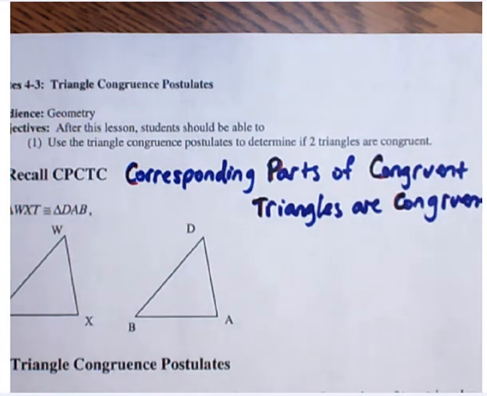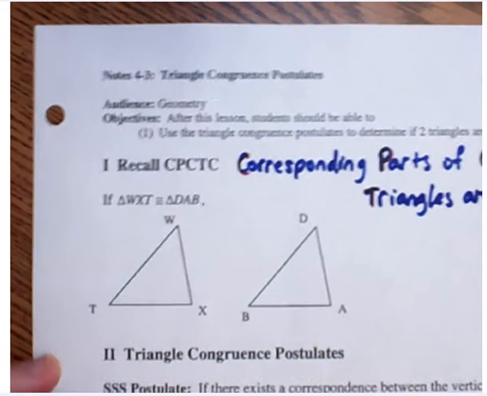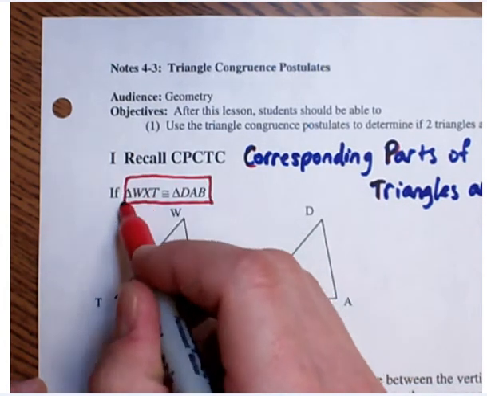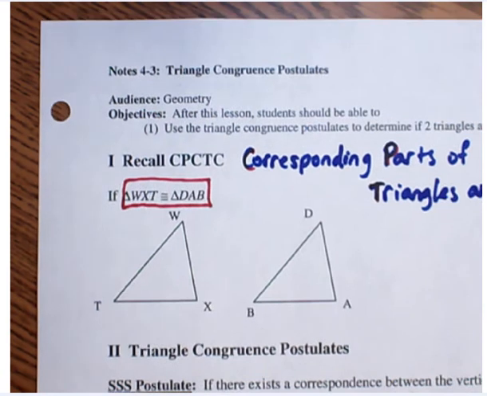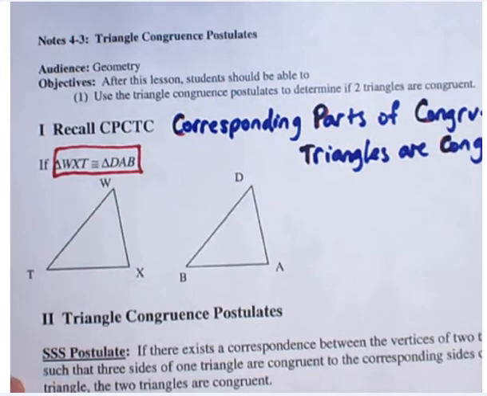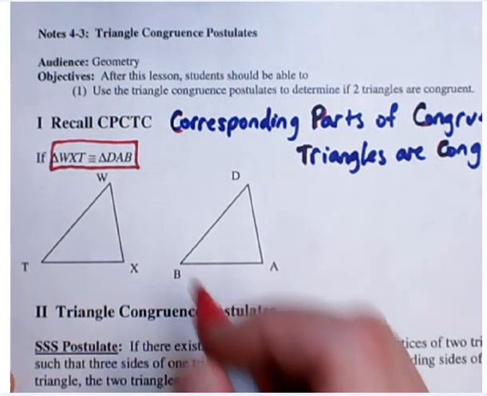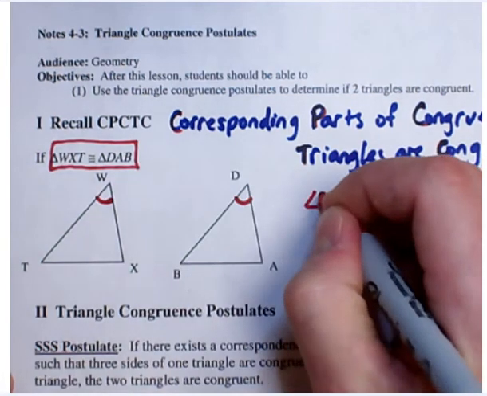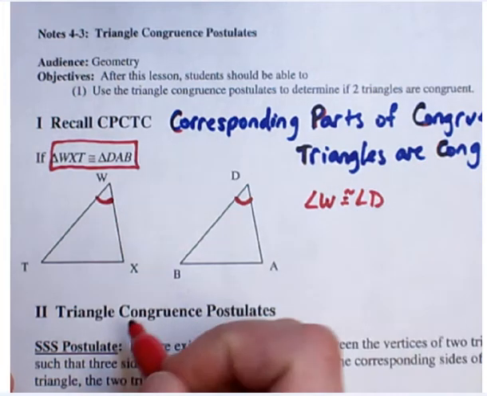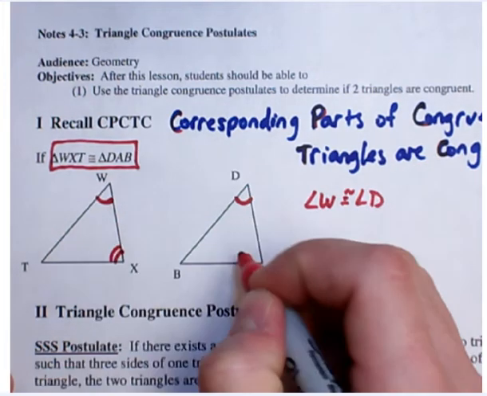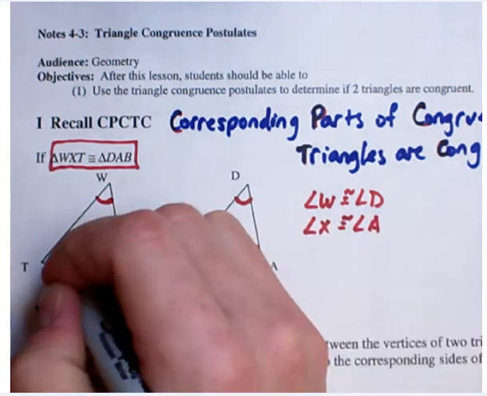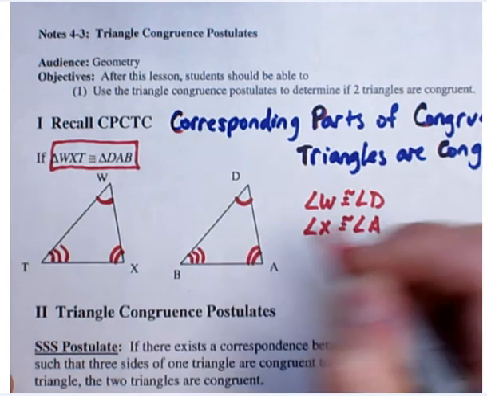And what that tells us is that when you have a statement, for example, triangle WXT is congruent to triangle DAB. If you know that two triangles are congruent, then all the corresponding parts are congruent. You know that the corresponding angles W and D have to be congruent. You know that X and A have to be congruent. You know that T and B have to be congruent.